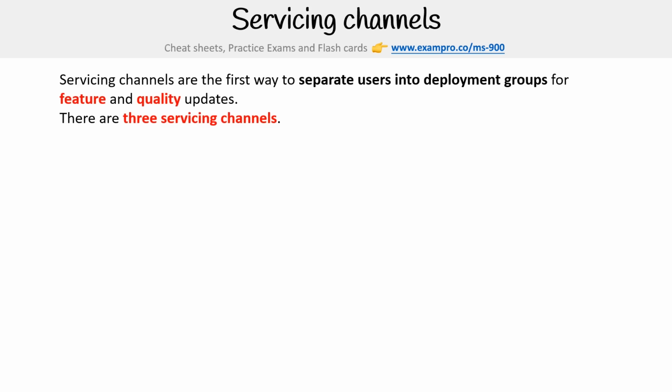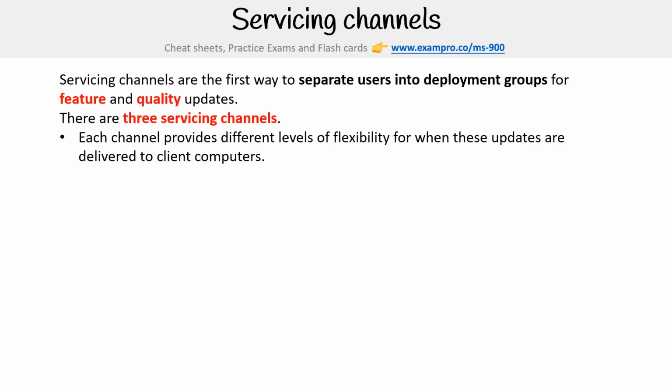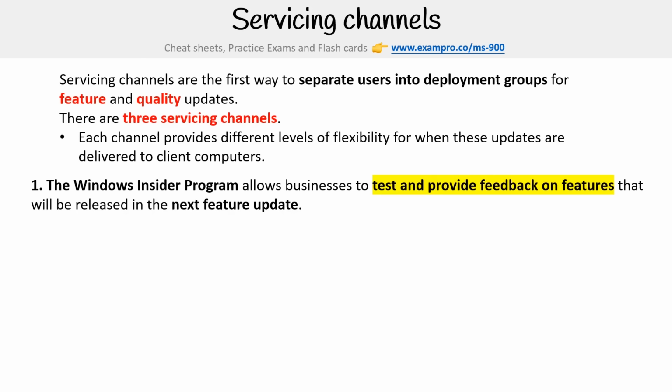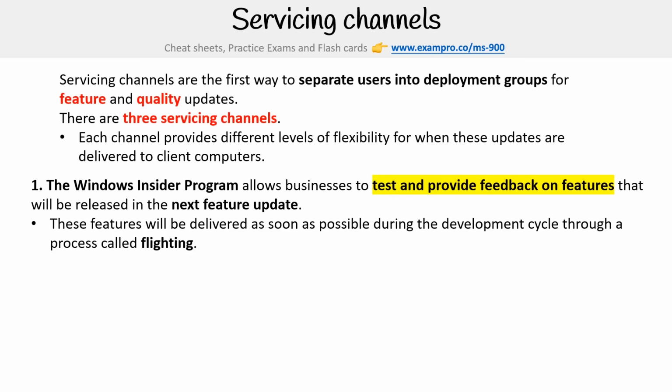There are 3 servicing channels. Each channel provides different levels of flexibility for when these updates are delivered to client computers. The first servicing channel is the Windows Insider program, which allows businesses to test and provide feedback on features that will be released in the next feature update. These features will be delivered as soon as possible during the development cycle through a process called flighting.